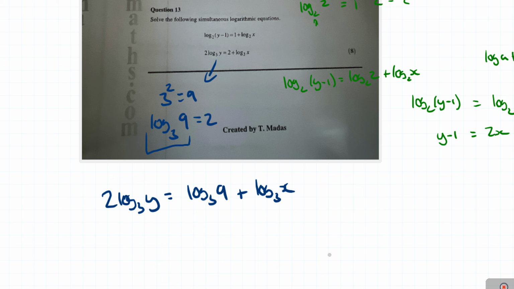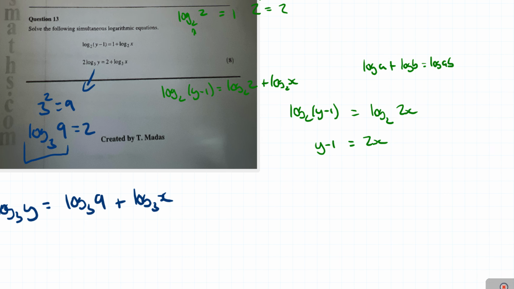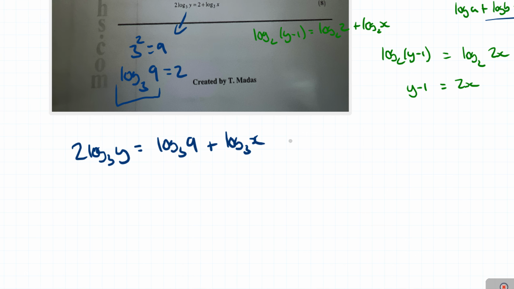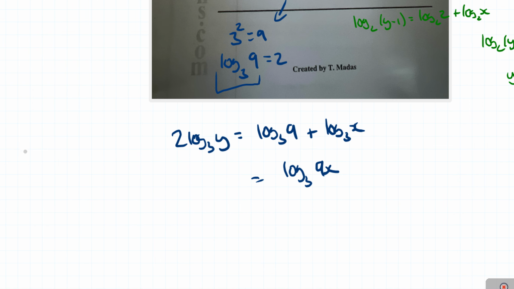We can use the log rule we've just used, the log a plus log b equals log ab rule, on the right hand side. So that gives you log base 3 of 9x. On the left hand side, we're going to use the rule log a to the power of b is equal to b log a. So here we're going to move the 2 across. If you want to get rid of the logs, which is our goal here, we need to remove any numbers in front of those logs.